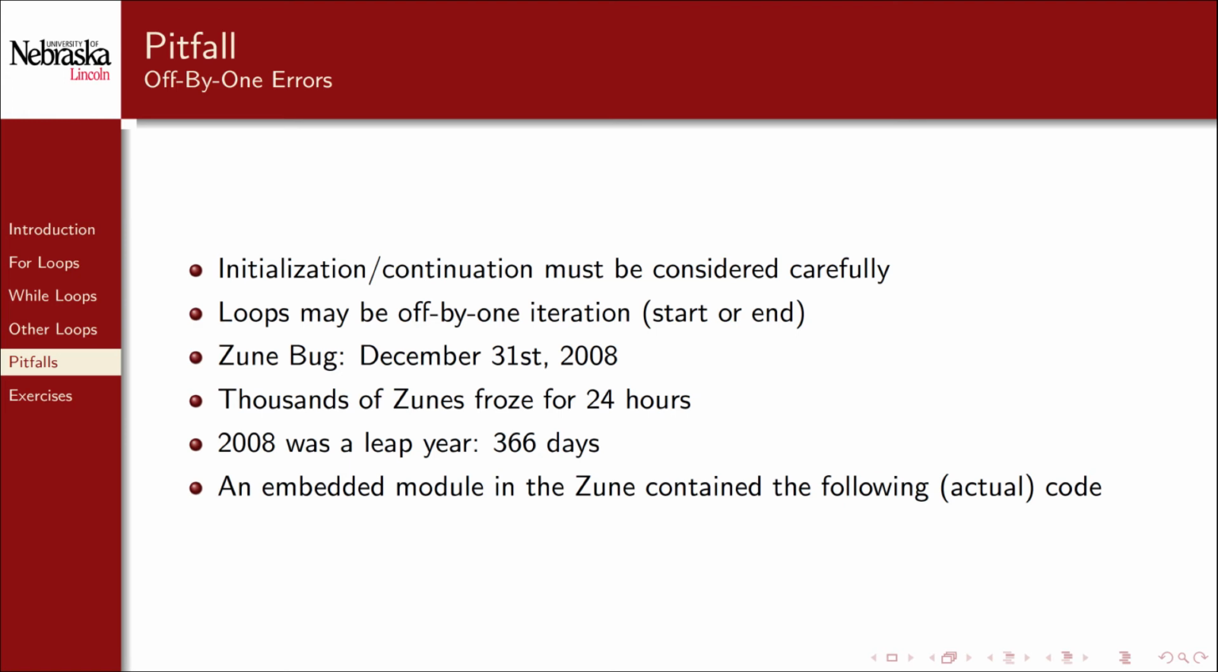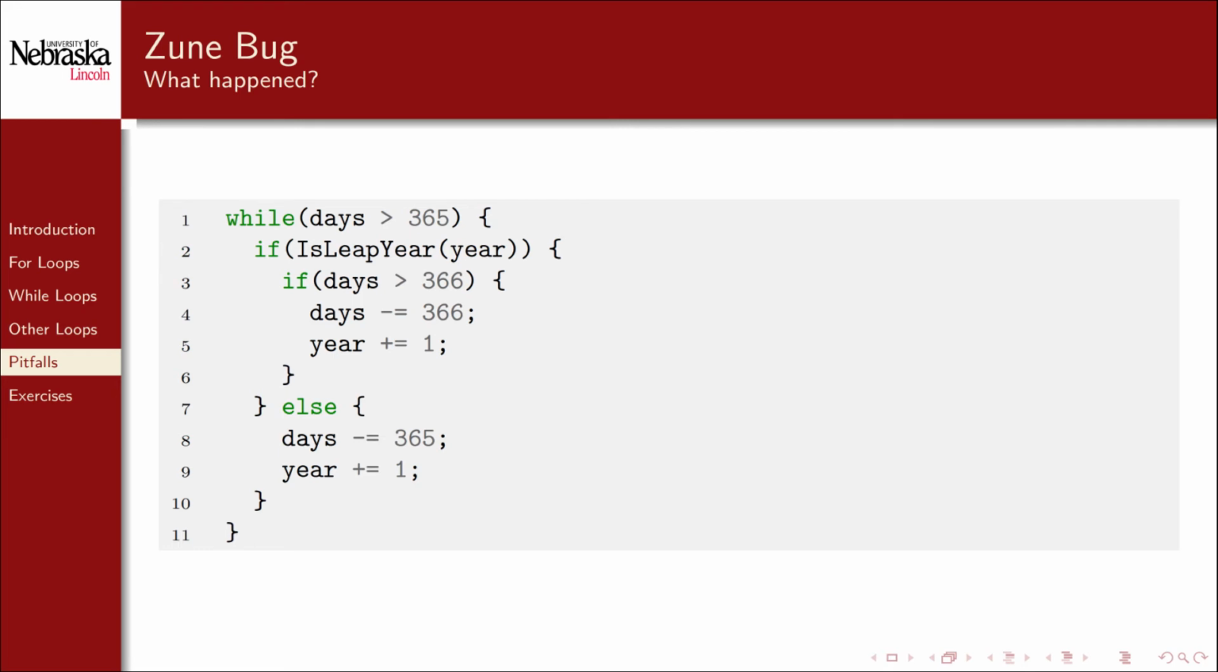The problem was a bug in one of the Zune submodules that contained the following code. Since December 31st was the last day, it was the 366th day of the year, so this loop started to execute. 2008 was a leap year, so this evaluated to true. However, 366 was not strictly greater than 366, so this if statement did not execute. Thus, the loop started back at the beginning without making any changes. The intention was that the days would be reset back to zero, and the year would be incremented. 24 hours later, it became the 367th day, so the if statement would actually execute, and the problem solved itself, at least until the next leap year.